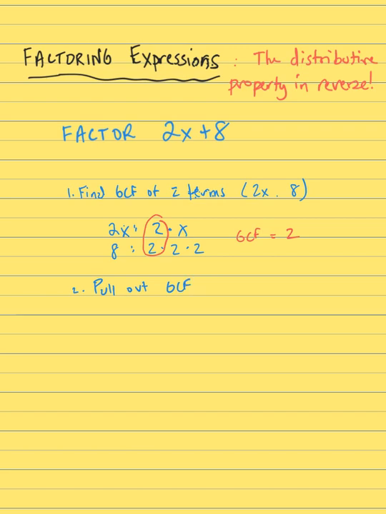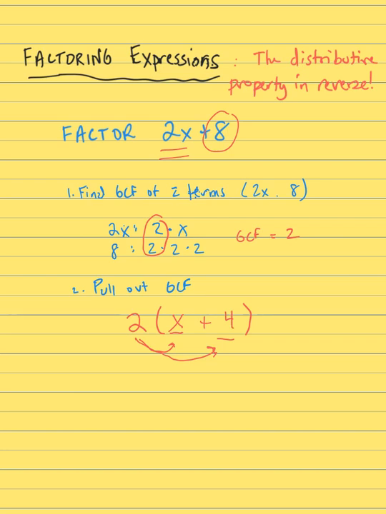Okay, the next step is to, and this gets new, pull out the GCF. Okay, what do I mean by pull out? Well, what it means is you take a 2 out front and you put in parentheses what's left. Okay, so what goes here? Well, what times 2 equals that first term, 2x? The answer is x. Plus, okay, what goes here? What times 2 equals 8? The answer is 4.